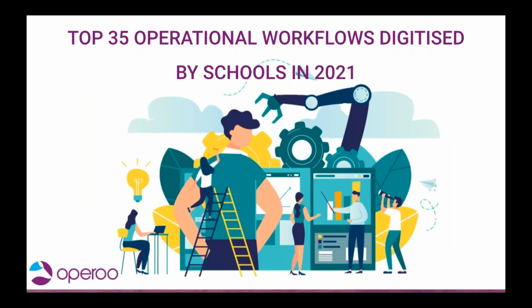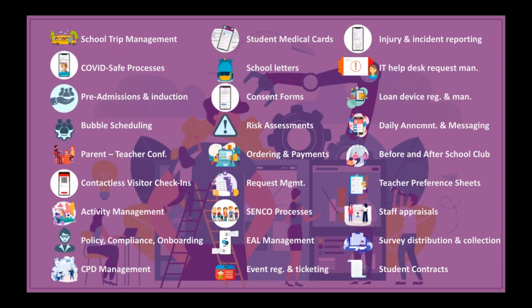And recently, as I said at the top, we sat down and compiled a list of the top 35 processes that schools are automating with Operoo across the UK and throughout Europe as well. We did this by analysing the 200 plus operational tasks, processes and forms we've helped schools streamline in 2021, picking out the most common and automation-worthy ones. And here's what that list looks like at a glance.